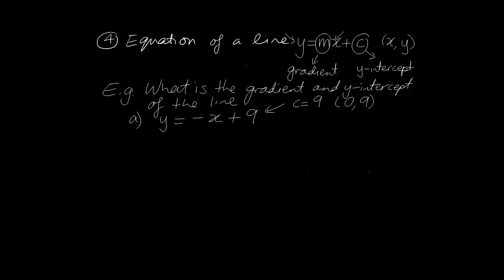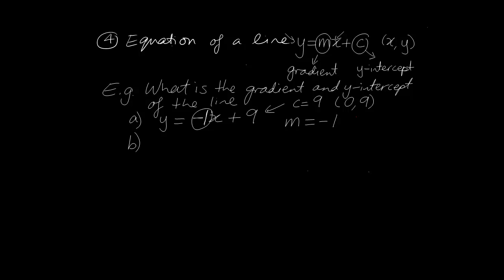Okay, your m value here should be the coefficient of x. Now at the moment it's just got negative x, so we have to think of this as negative 1x, right? Which means that the gradient m is going to be equal to negative 1 in this case. Alright, let's have a look at another one.